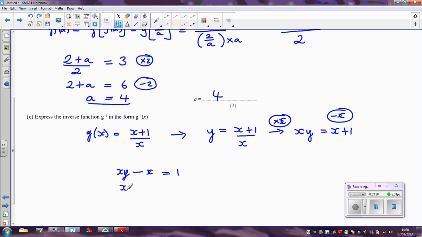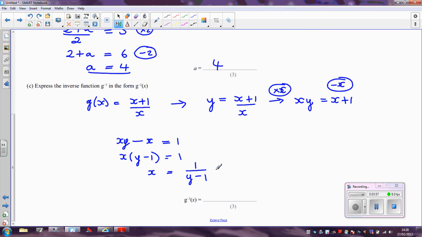I can now factorize the left-hand side by taking out x, which is the common factor. So x multiplied by (y minus 1) is the same as the left-hand side, and that is equal to 1. And I can now divide by the bracket, so x is equal to 1 over y minus 1. Now remember, in order to find my inverse function now, I swap x and y. So y is equal to 1 over x minus 1. Here is my inverse function, and I'm just going to write it here. g⁻¹(x) is equal to 1 over x minus 1.